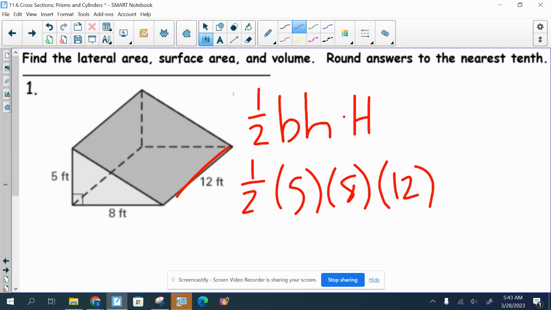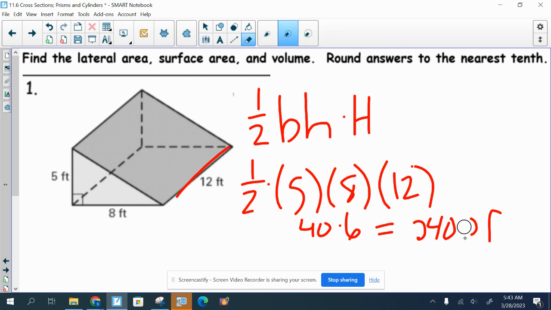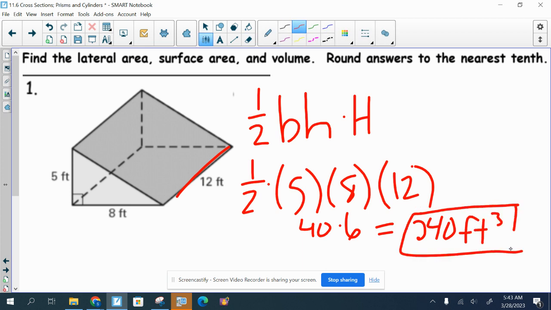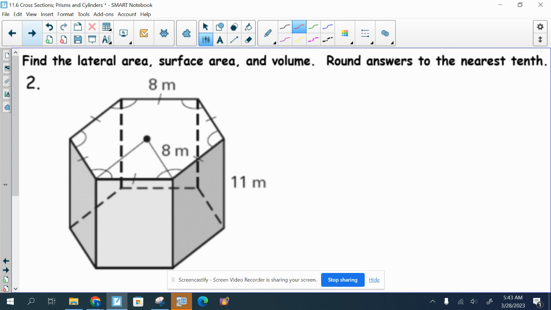So we can do this in our head. This is 40. 40 times 6, because 1/2 of 12 is 6, would be 240. 240 feet cubed. Okay, easy enough. For number 2.